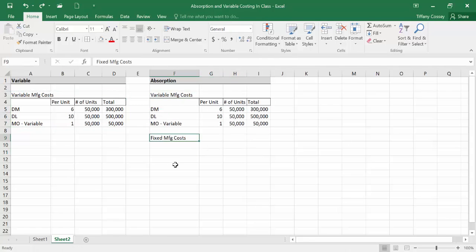There we go. And I also know for my absorption costing, I'm going to have fixed manufacturing costs. Well, I know direct materials and direct labor are always variable, and I know I've already got my variable manufacturing overhead listed, so the only thing left that could be a fixed manufacturing cost would be manufacturing overhead that is fixed. So I'm going to replace that line with manufacturing overhead fixed so things look a little bit more uniform.